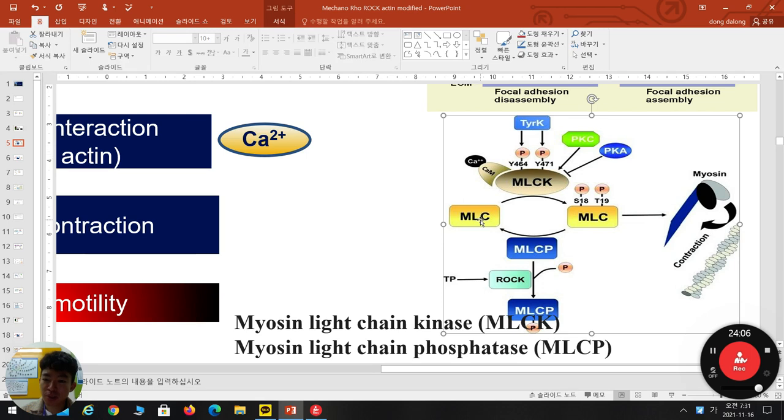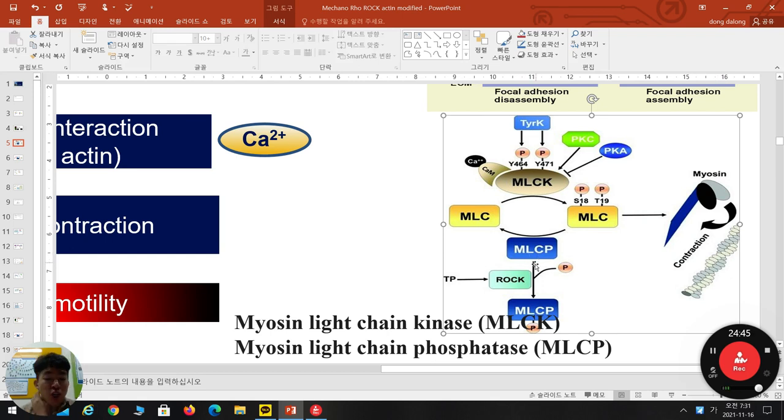phosphorylation occurs. This MLC can be phosphorylated at the serine 18 and T19 sites. And then they induce contraction force, and they move the actin. Through this manner, PKC and TYRK are involved, but PKA inhibits. As I told you, MLC phosphatase removes this phosphorylation, so they go back to normal status. And then there is no activation of myosin light chain, no contraction.